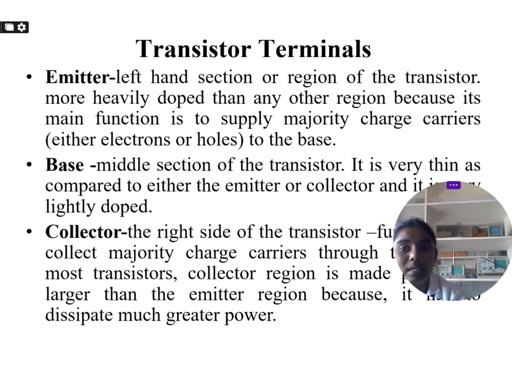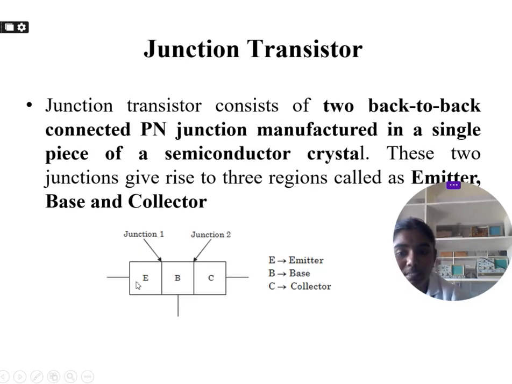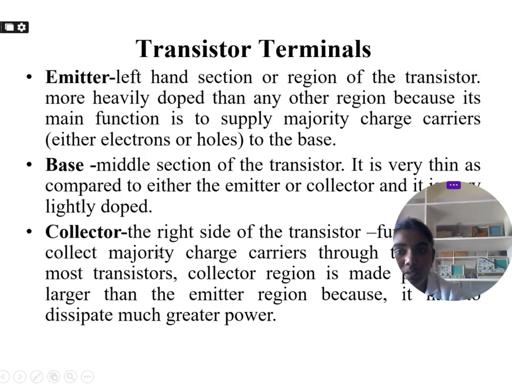The emitter is the left-hand section, which is why it is called the left-hand section or region of the transistor. It is more heavily doped than any other region because its main function is to supply the majority current, that is either holes or electrons, to the base.